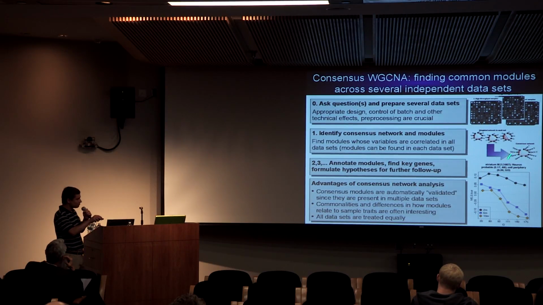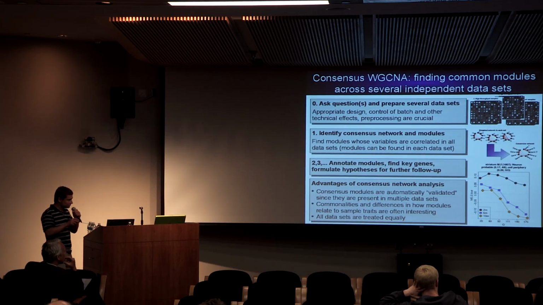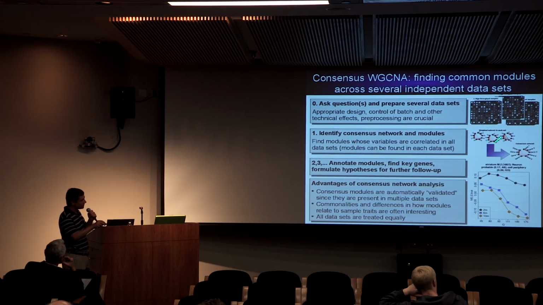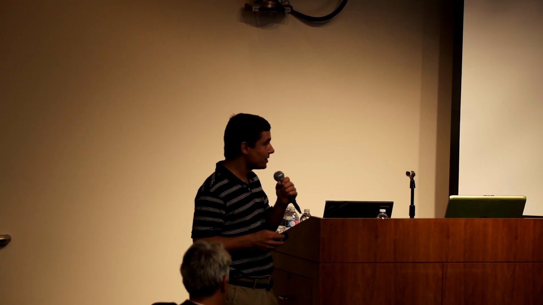So for 2 variables to be connected strongly in a consensus network, they have to be strongly connected in each of the 3 input data sets, input networks. Now, once you have those modules, the rest of the annotation and finding key genes and so on is very similar to the basic WGCNA analysis. So what are the advantages of consensus network analysis? First of all, because you are looking at 3 independent data sets and you're taking their consensus, if you find a module, it means the module is present automatically in 3 different data sets. So you have a double validation already right there.